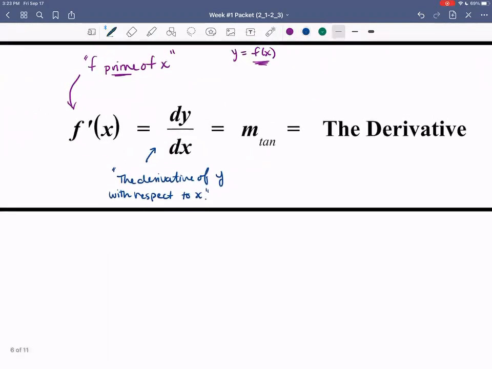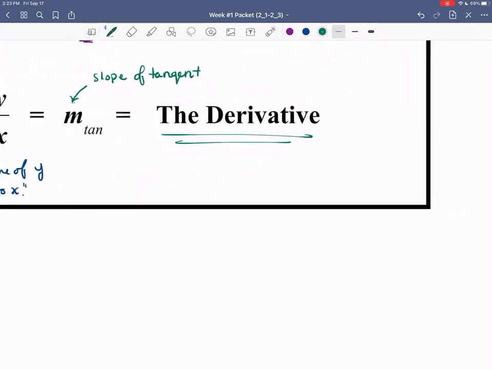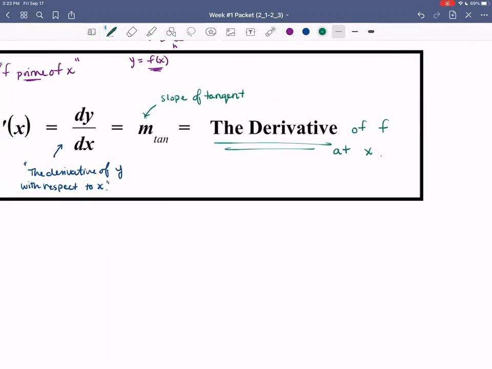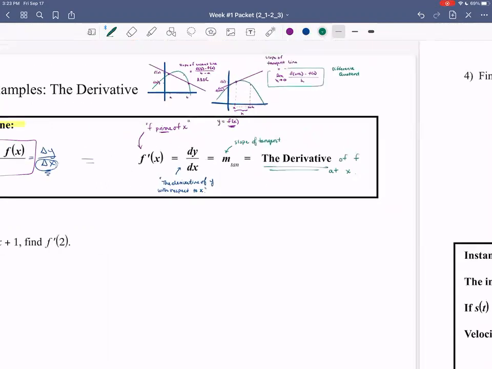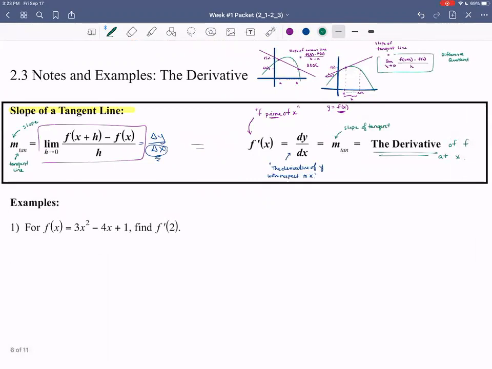And then we saw this already, m sub tan. That's again another notation for the slope of the tangent line, which is also equal to the derivative. And formally, we would say the derivative of our function f at point x. So the derivative, in what we're seeing so far, is always the slope of a tangent line, or the slope of a tangent line at a point.